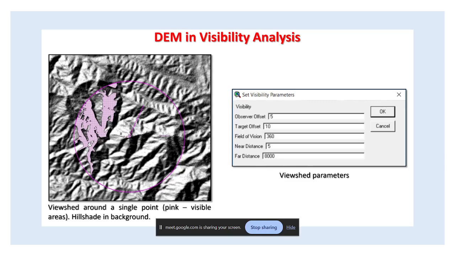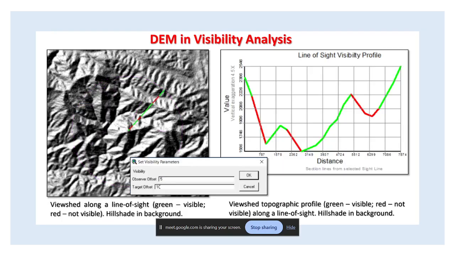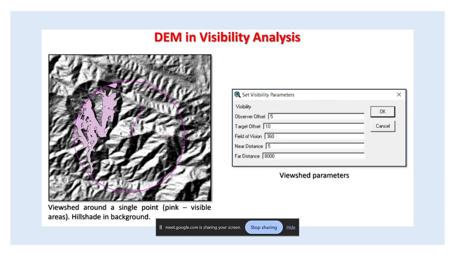This is a view shed around a single point. Earlier we had it along a line. Here it is around a single point. Okay, that's why we have this circular region that is present over here.